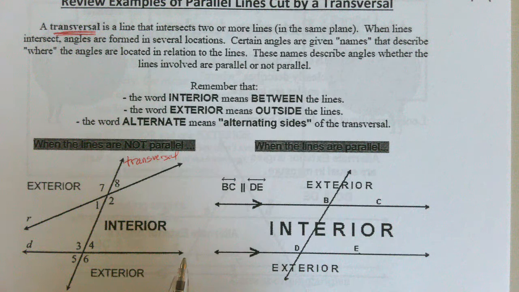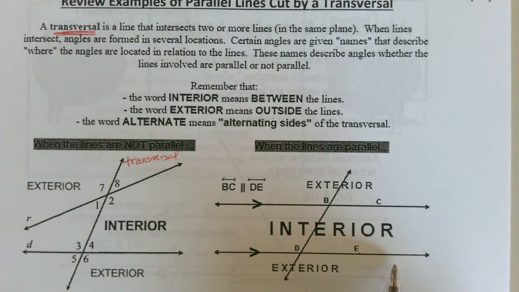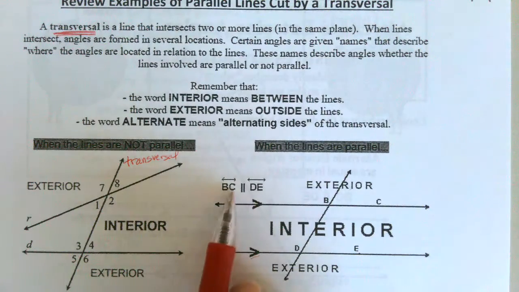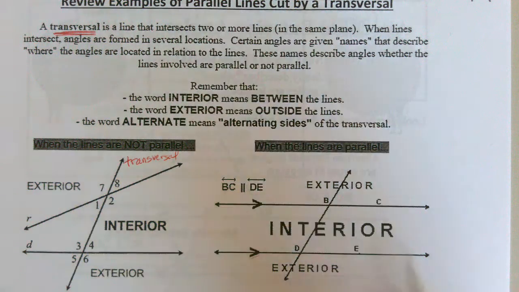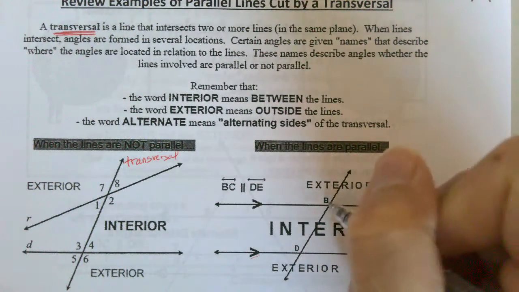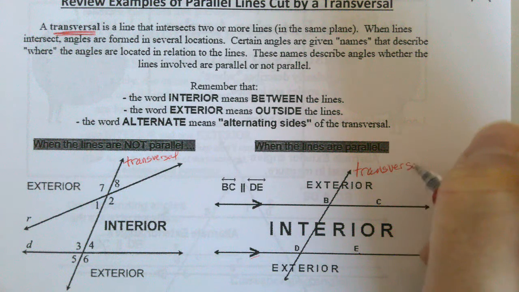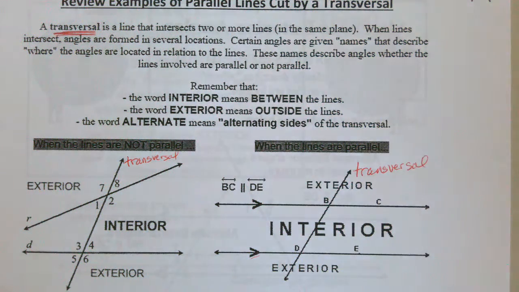Now, do you remember that parallel lines run in the same direction with the same slope, so they'll never intersect. So these are marked parallel. See that little marking there? That shows they're parallel, or line BC is parallel to line DE. Okay, this one that cuts through the two, that's a transversal. So the transversal is the one that's cutting through the two. All right, so lines aren't parallel here, lines are parallel.